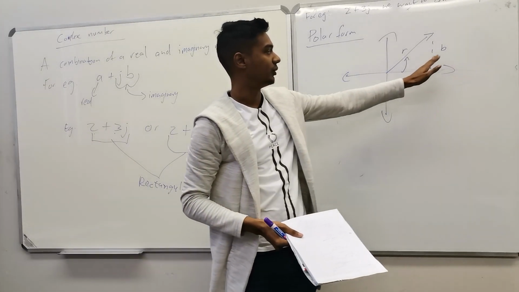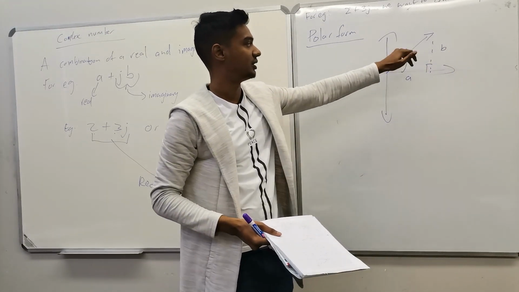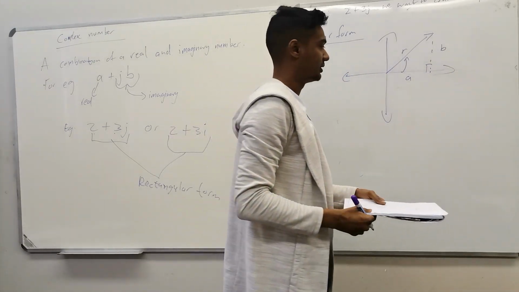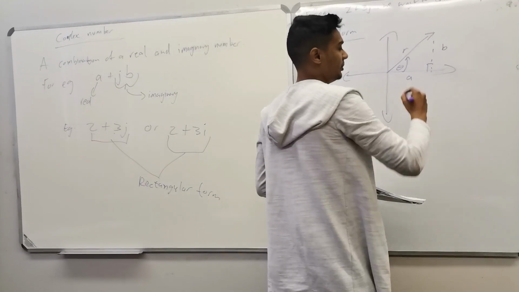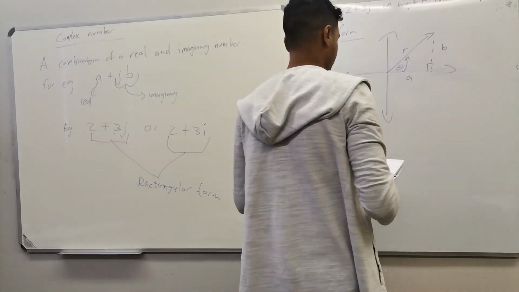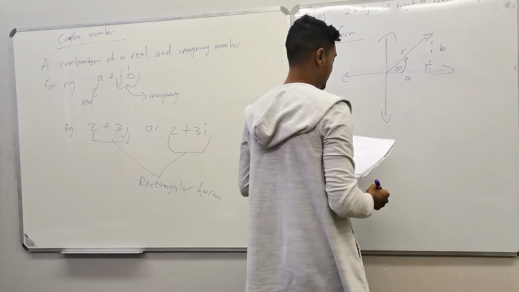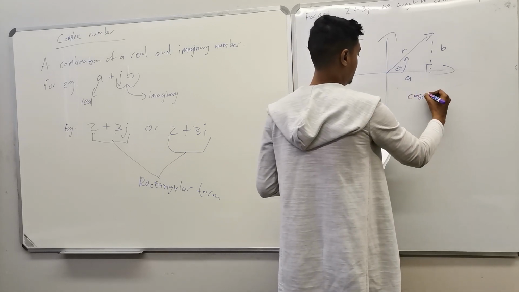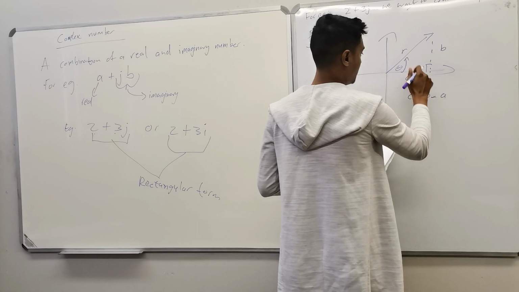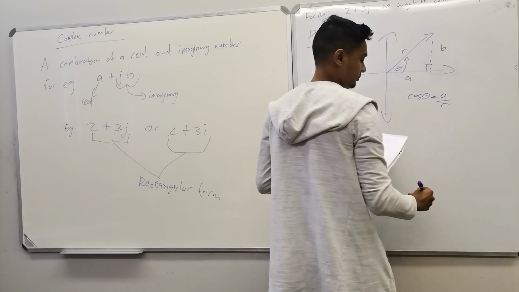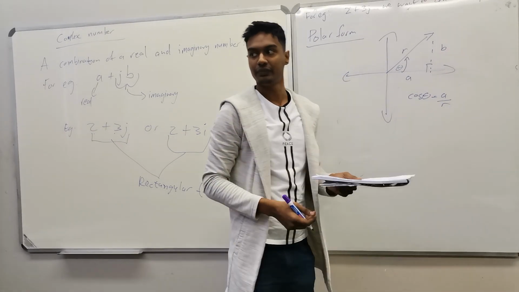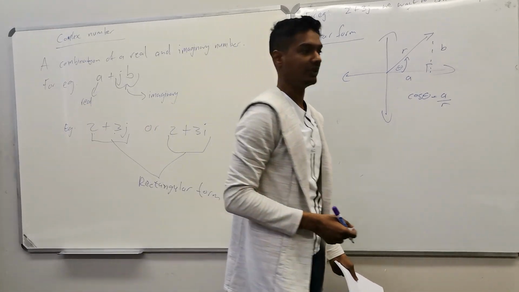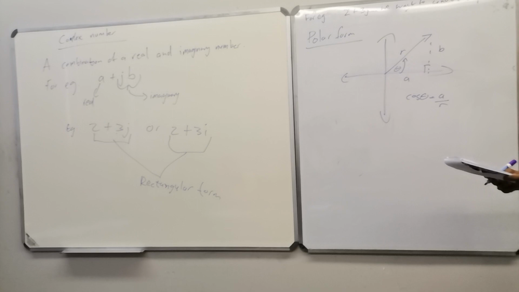Right, so we got our opposite, our adjacent, and our hypotenuse. And we got our angle in between. The angle matters in polar form. If we were to look at this right angle triangle, cos theta is opposite over the resultant. Am I right? Opposite over the resultant.